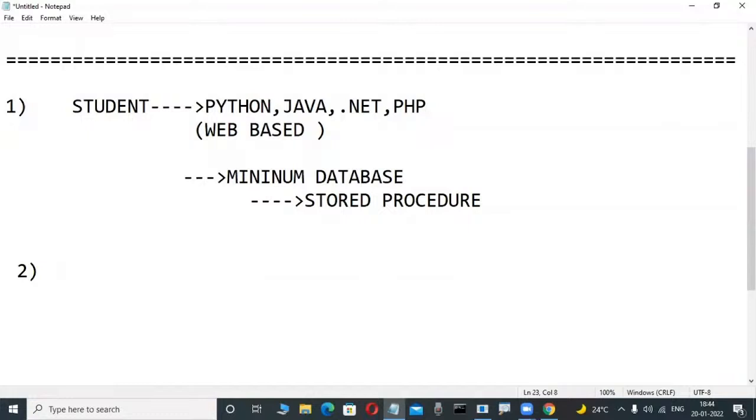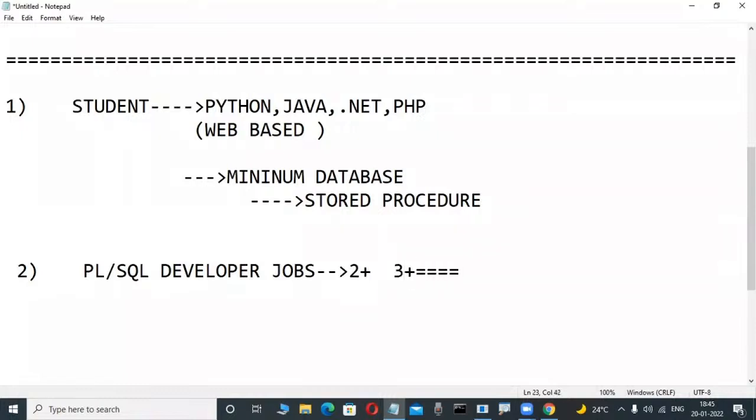Then those persons apply for PLSQL developer jobs. Without any knowledge of Java, .NET or front end, maybe as non-technical persons without very good programming skills, PLSQL developer jobs are there. Maybe they have a gap of two or three years. Fine, those persons are in our course.